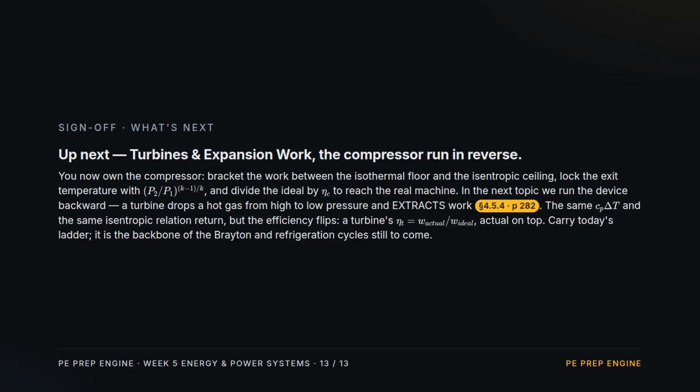Next, we run the device backward. A turbine drops a hot gas from high to low pressure and extracts work. The same Cp delta T and the same isentropic relation return, but the efficiency flips. A turbine is actual over ideal, actual on top. Carry today's work ladder. It's the backbone of the Brayton and refrigeration cycles still to come.